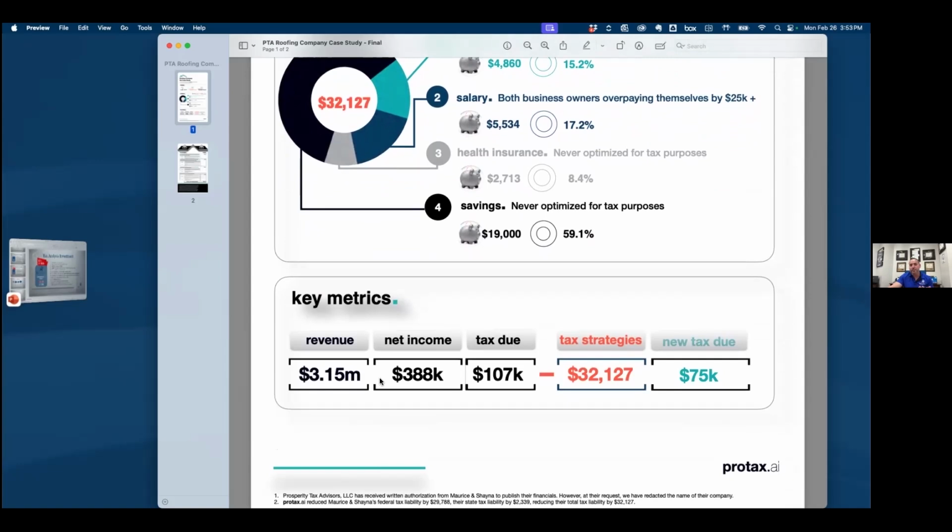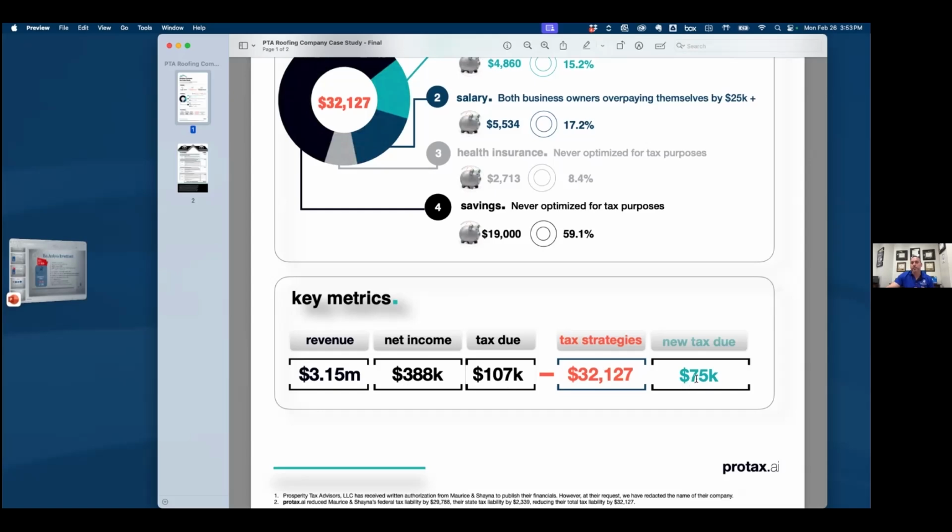So again, when you look at the metrics, 3.1 million, as an example here. Now in the construction industry, if you're getting profit margins around 10 to 12%, you're in the norm, right? You're doing something amazing. Anything higher than that, something's not right. But 10 to 12% is the average norm for profit in the construction industry. So he had a tax liability of 107,000. We proposed 4 strategies, saved them $32,000. So instead of paying 107 to the IRS, they were going to pay 75,000.